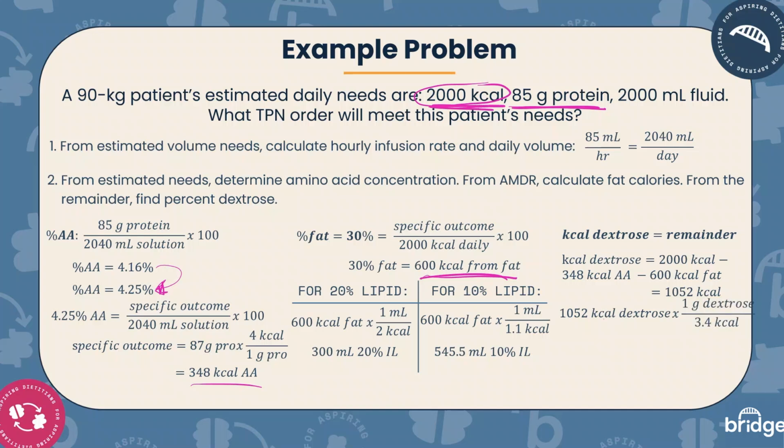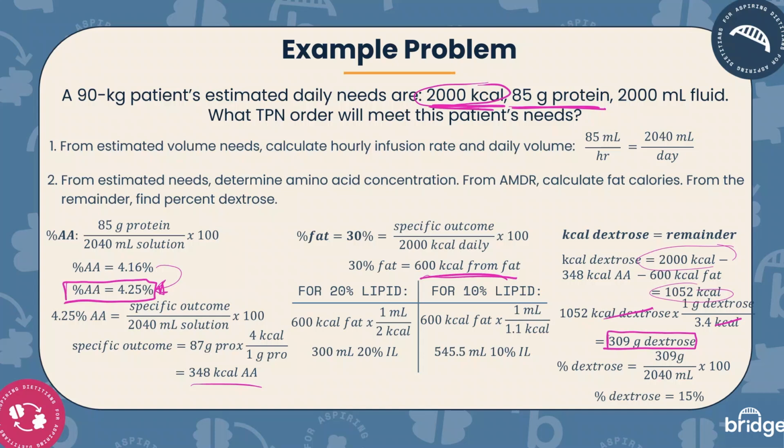If we need 1,052 calories from dextrose, then we need 309 grams of dextrose to be provided in order for that patient to have the 1,052 calories from dextrose so that the total calories from the TPN come out to be 2,000 calories per day. But hopefully you'll remember when it comes to amino acids and dextrose, we give the amounts as a percent. So as a percent, we're giving 309 grams of dextrose in the 2,040 milliliters of solution, which is 15%.